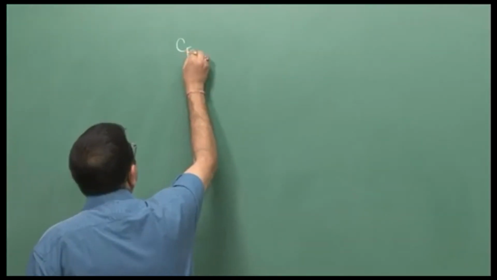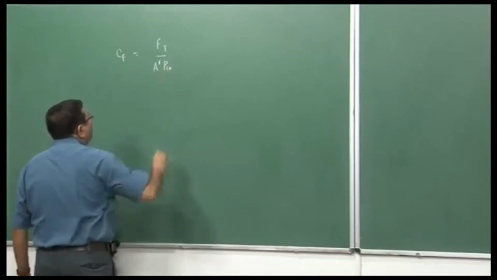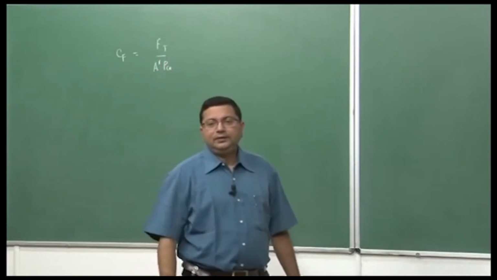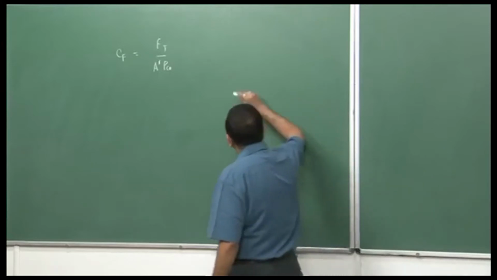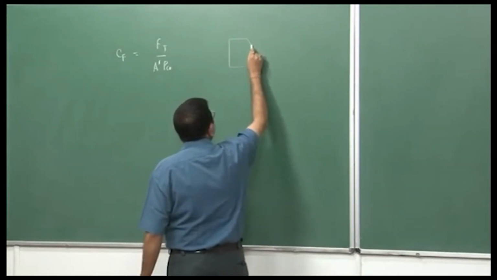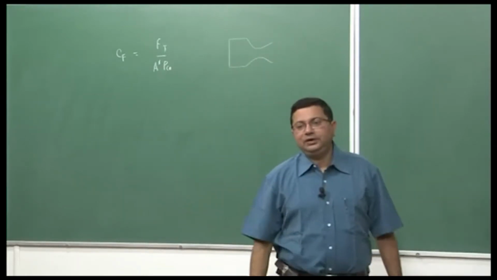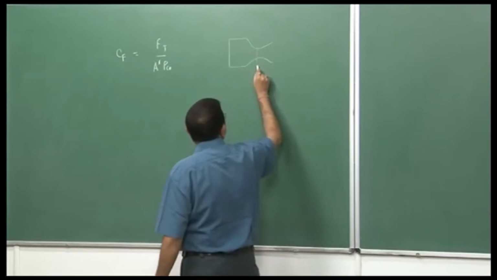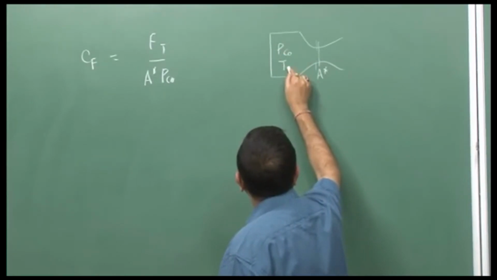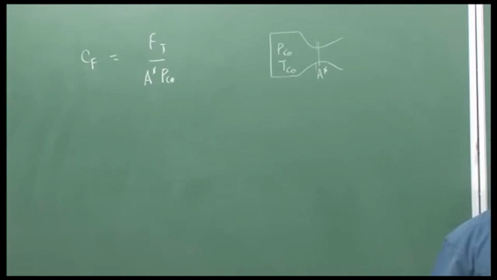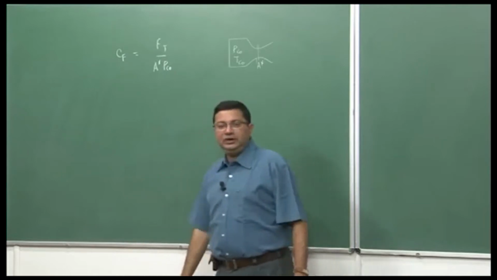One of those parameters was the thrust coefficient, defined as F t upon A star P c naught, where F t is the thrust produced by the rocket, and A star is the throat area for the converging diverging nozzle. Here we are considering the rocket to be like this: a combustion chamber and a converging diverging nozzle. So, this area is A star, the minimum area, the throat area. The combustion chamber conditions are P c naught and T c naught, that is the stagnation pressure and stagnation temperature in the combustion chamber. So, we had defined the thrust coefficient like this.